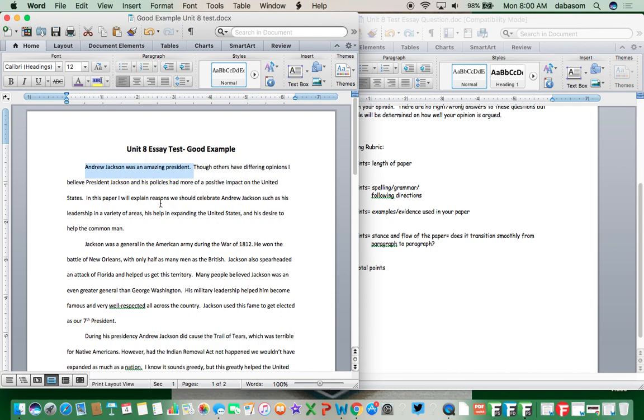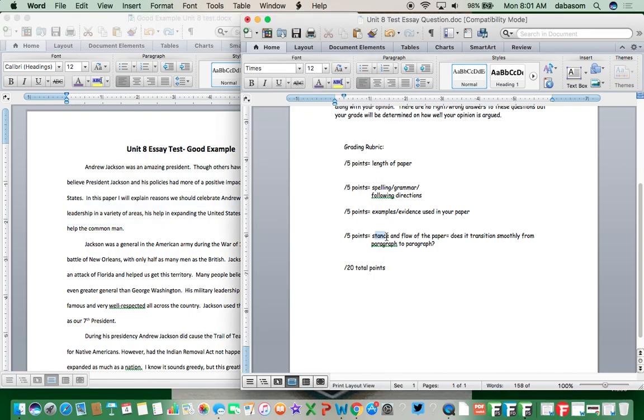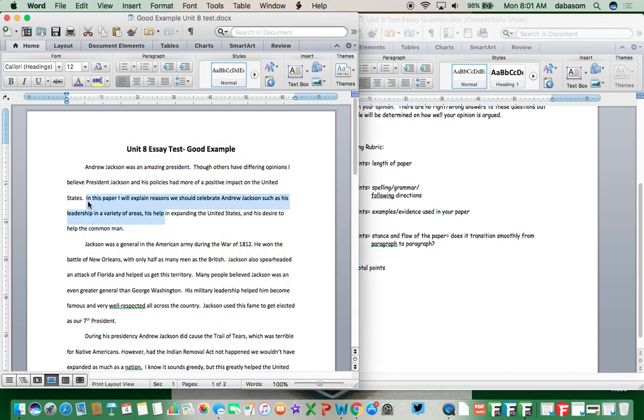Though others have differing opinions, I believe President Jackson and his policies had more of a positive impact on the United States. In this paper, I will explain reasons we should celebrate Andrew Jackson, such as his leadership in a variety of areas, his help in expanding the United States, and his desire to help the common man. What I love about this introductory paragraph is that I clearly know this person's stance. And this person previews for me in their first paragraph.